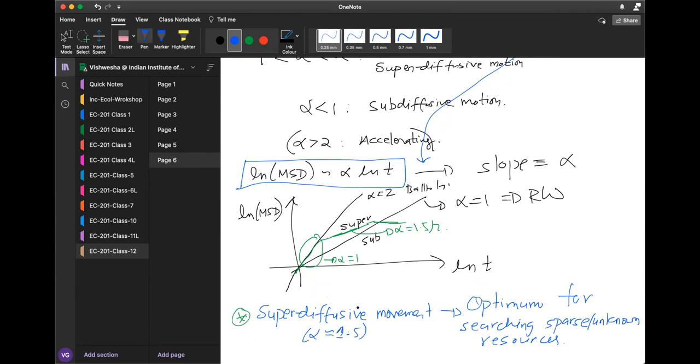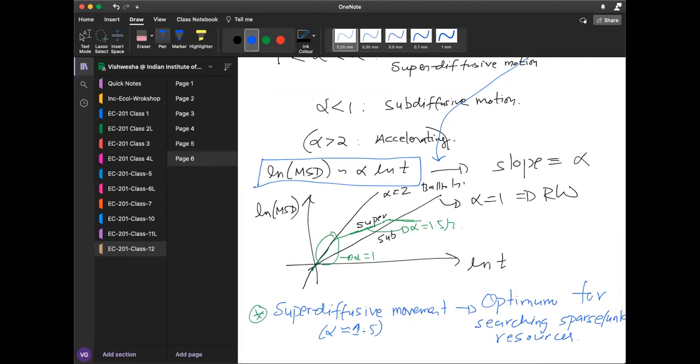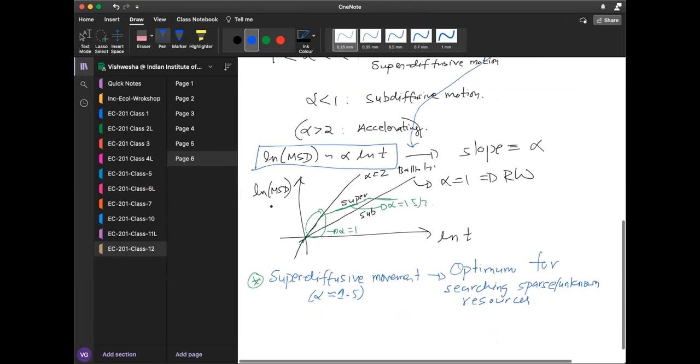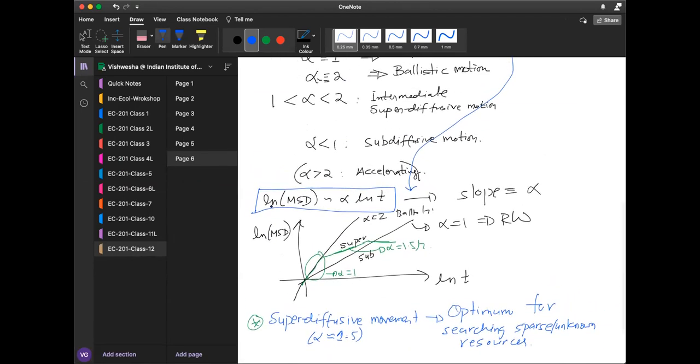Vishu, I have one doubt. The problem is, I understand it's a simplified model. It completely ignores the sensory aspect of an organism. Absolutely true, I agree. You look at the trajectory, you have GPS data of a bird or a whale or something, and when you fit the data, it looks super diffusive, great.